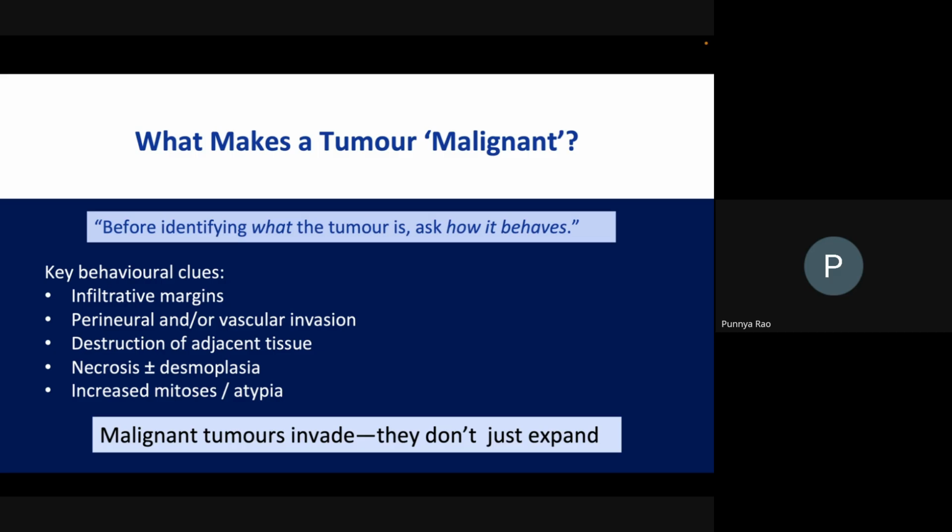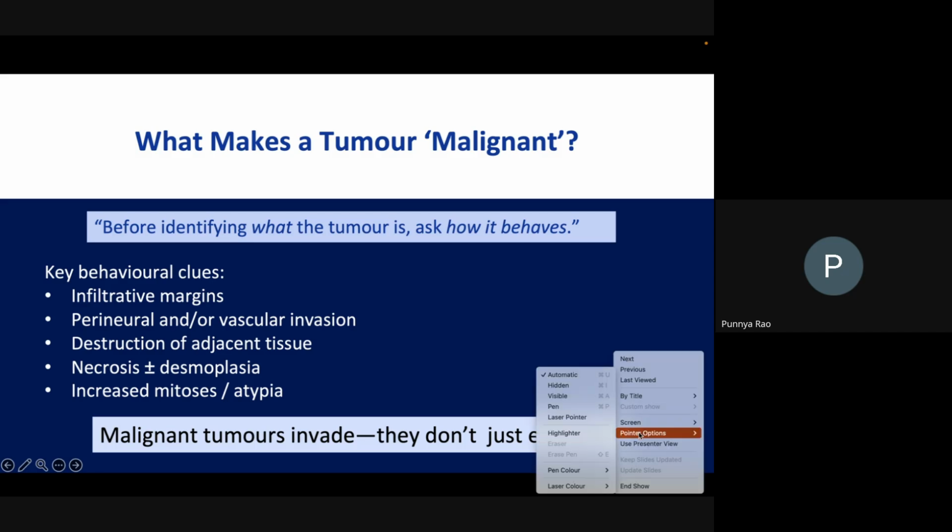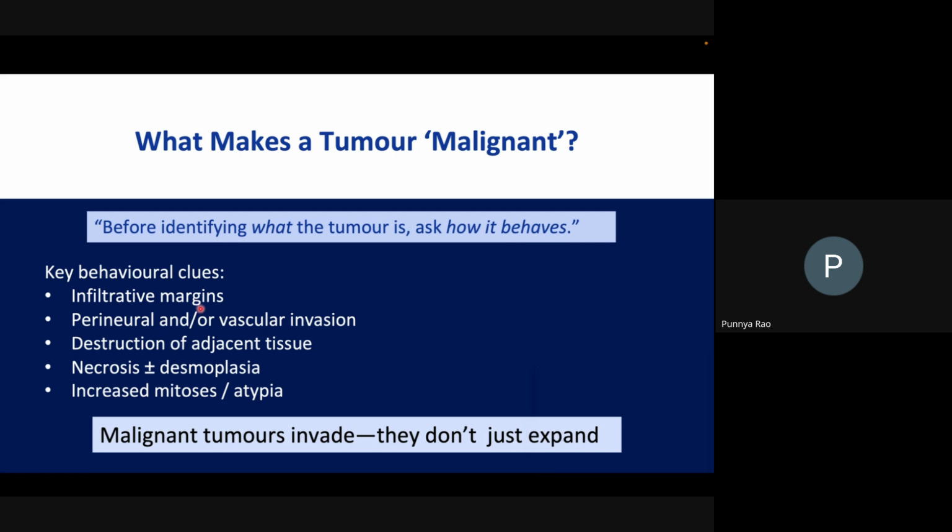But if you're looking at histopathology, what you need to look for is no capsule or loss of encapsulation, infiltrative margins, presence of perineural or vascular invasion, destruction and extension into the adjacent tissues, presence of necrosis with or without desmoplasia, increased mitosis and atypia. If you find all of these in a tumor, then you have to think of a malignant salivary gland tumor. So malignant tumors invade, they don't just expand.